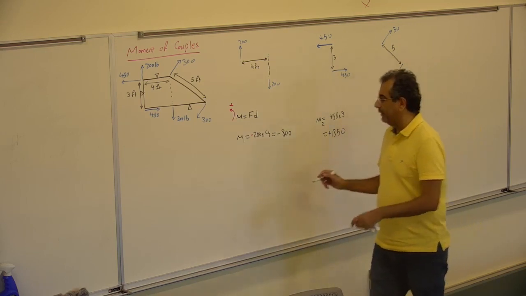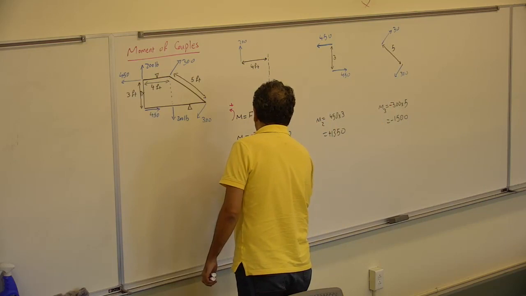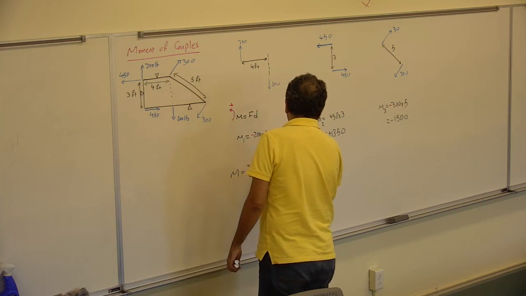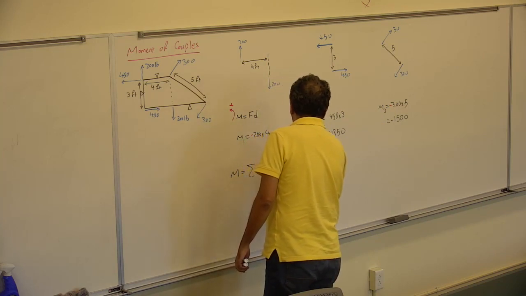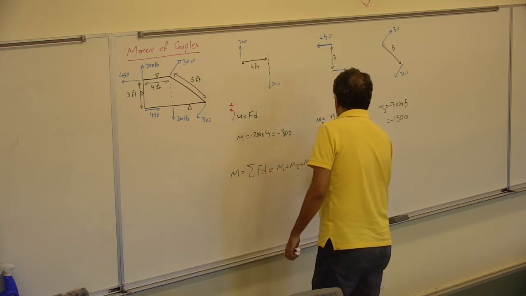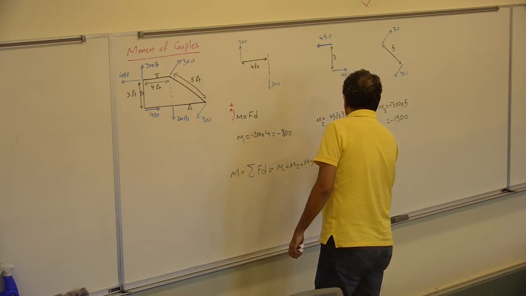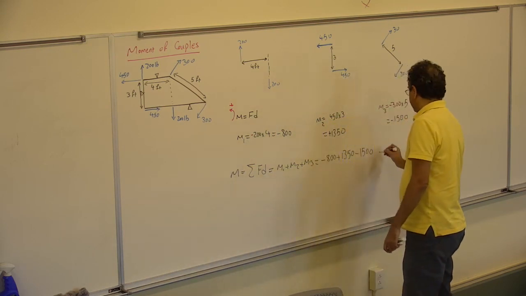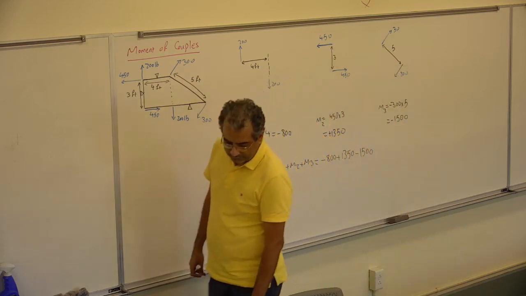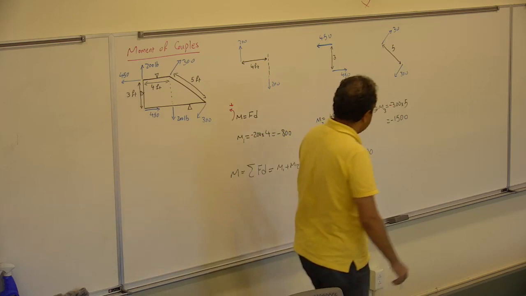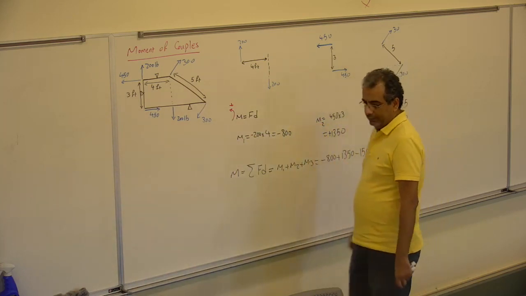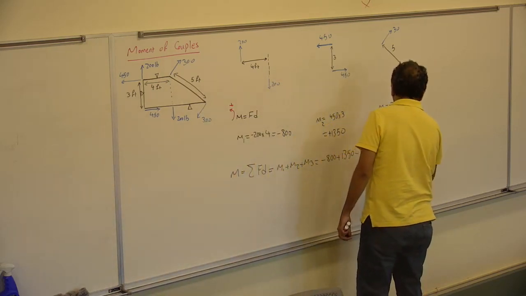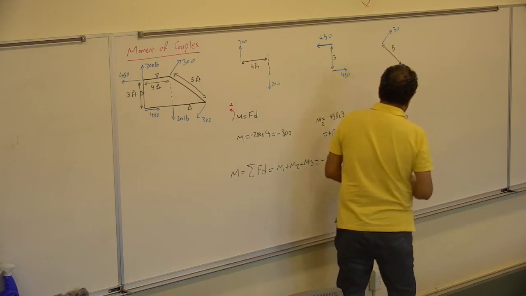Then the total moment will be just adding them: M1 plus M2 plus M3 is negative 800 plus 1,350 minus 1,500. So if I have it all correct, it should come out to negative 950 newton meter.